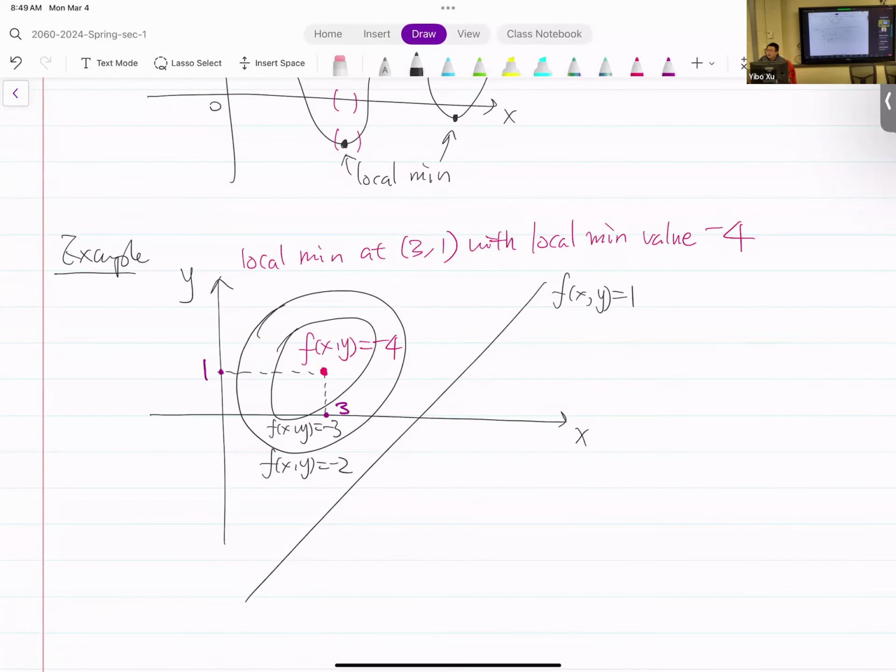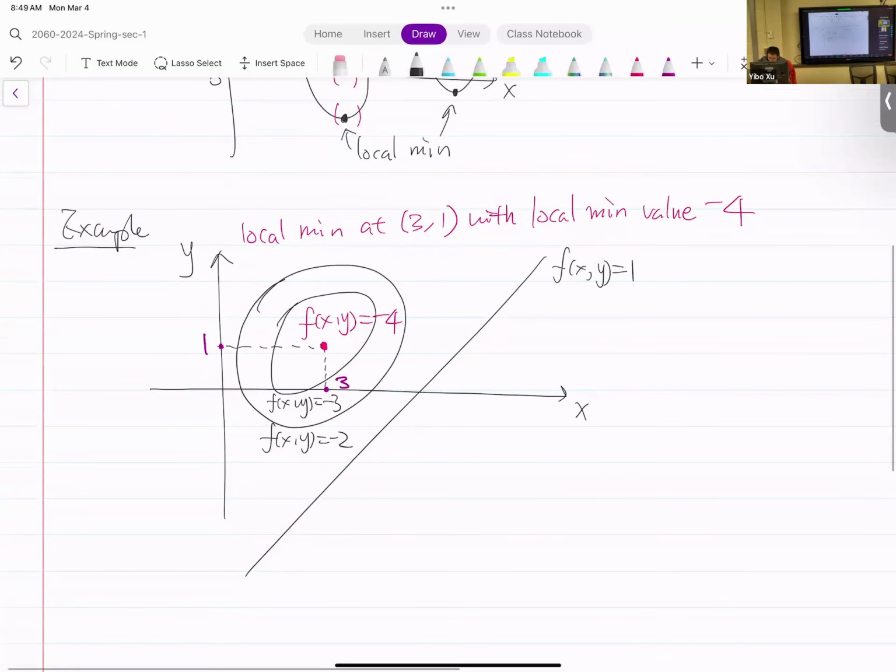Does it make sense? Okay. So let me also draw a few contours. So you see, above the line, it's lower and lower outputs, right? On the other side, we have a few contours as well. So we have f of x, y equals 2.